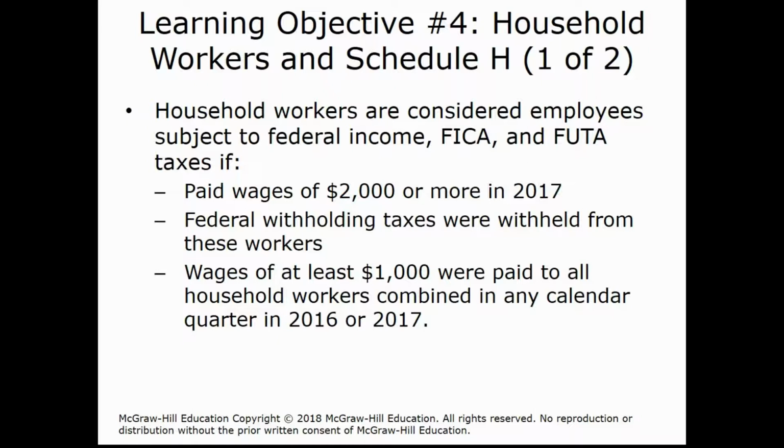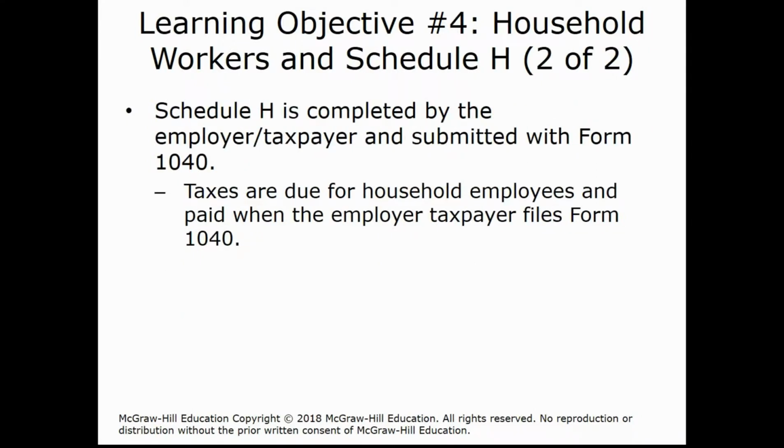The other condition is if wages of at least $1,000 were paid to all their household workers combined in any quarter in 2016 or 2017. So if either of those two thresholds is met, then they have to withhold income, FICA, and unemployment taxes. And they'd use Schedule H, which is prepared by the employer taxpayer and submitted when they file their taxes annually.